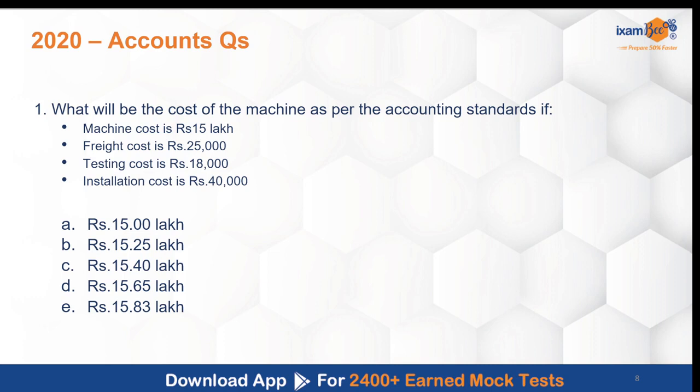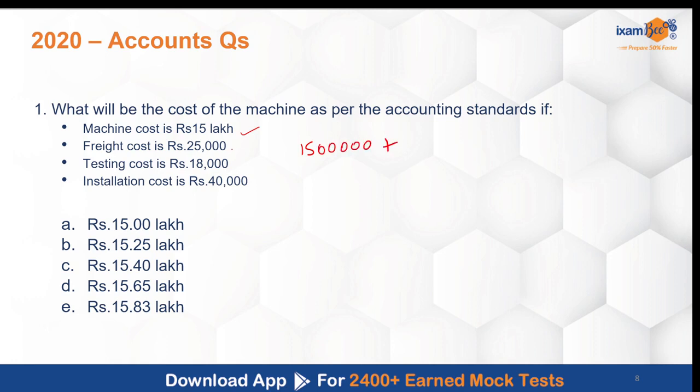The question was, what will be the cost of the machine as per the accounting standards if machine cost is 15 lakh, freight cost is 25,000, testing cost is 18,000, installation cost is 40,000. So if you recall, as per the accounting standards, one has to take into account all the costs that are associated with the purchase of the machine and any cost that is required to bring that machine, install it and make it operational at the place of operations, right? So as such, machine cost, this is the purchase price, will be included. So we will add 15 lakh here, right?